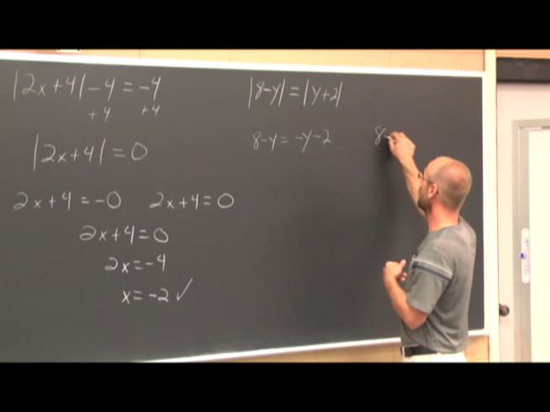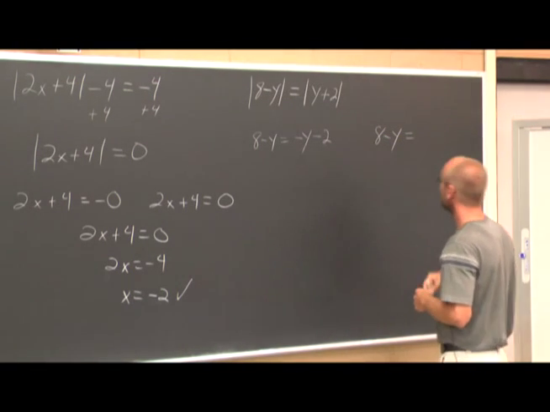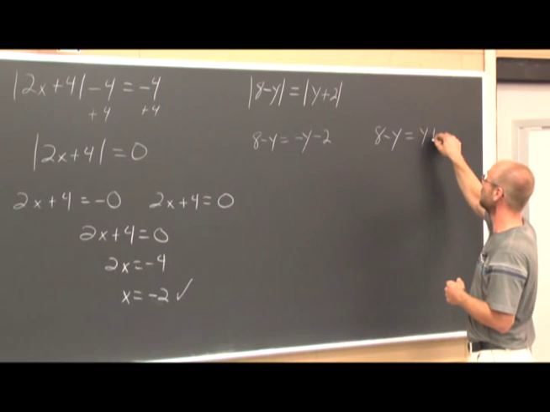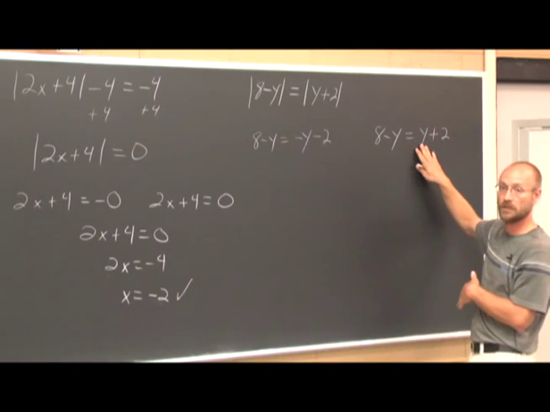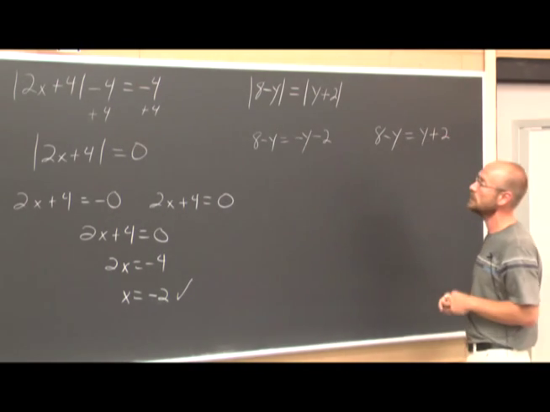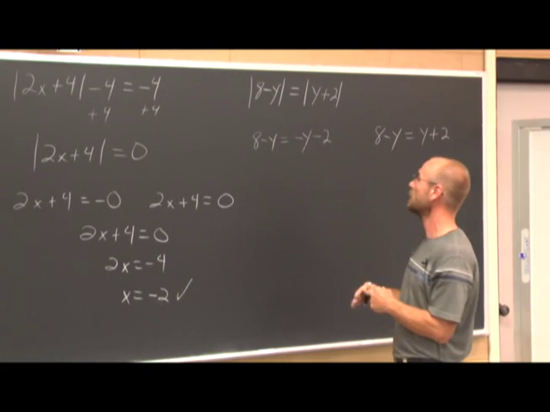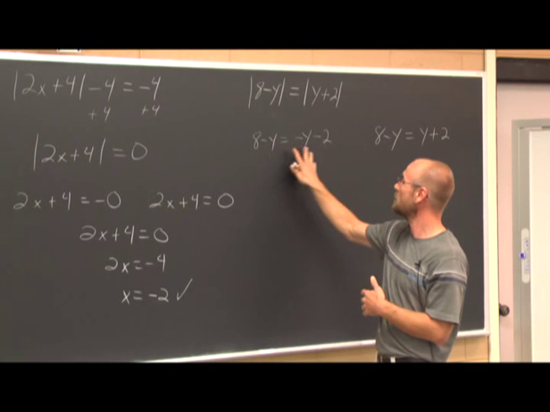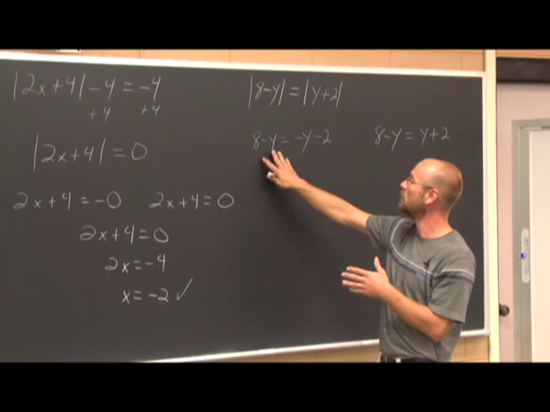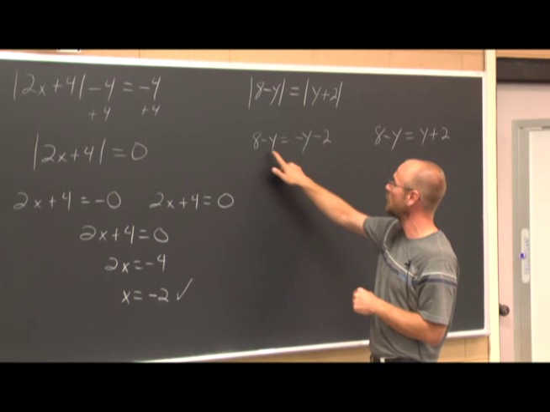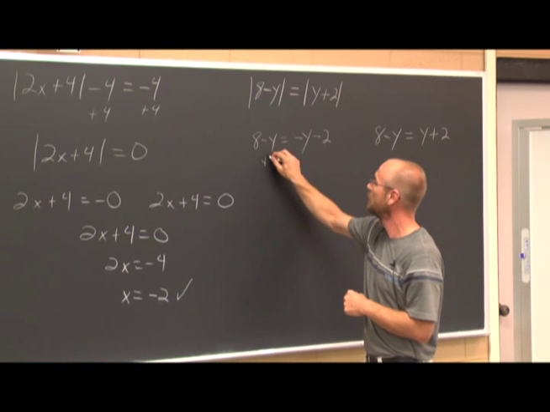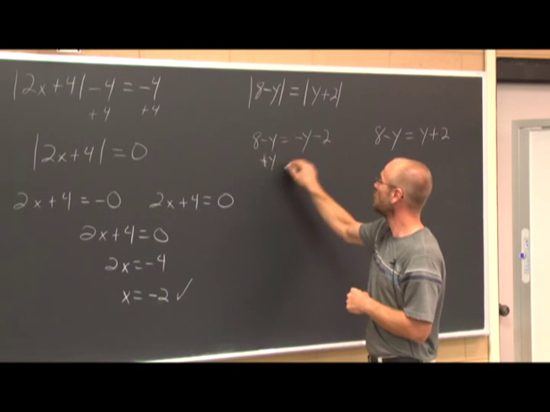And what if I say, OK, well, we also need the positive value. 8 minus y could equal y plus 2, where I don't change the sign of y and I don't change the sign of 2. Now we're going to go ahead and solve these. And we're going to see something real quick here, which is nice. If I want to isolate my variable, I've got to get it on one side of the equation. So I'm simply going to add y to both sides here.